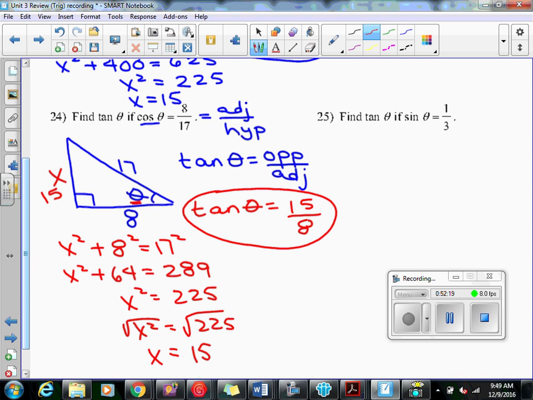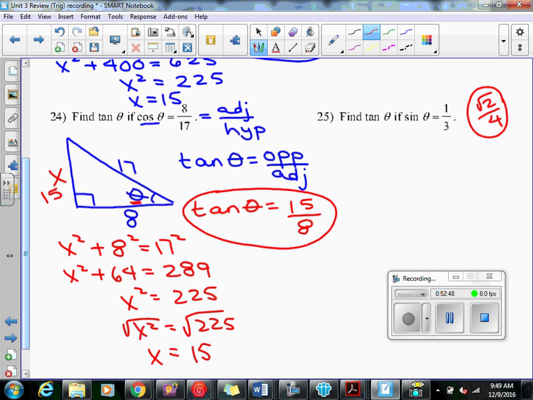Next is number 25. I will help you set up the triangle for 25, but I won't work it all the way because I want you to practice it. Let me give you the answer to it though. For number 25, the answer is the square root of 2 over 4. So that's what your answer will be for 25, the square root of 2 over 4. So when you're done, that's what you should have.